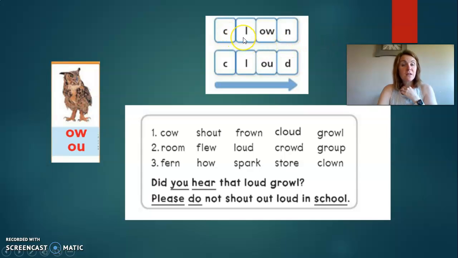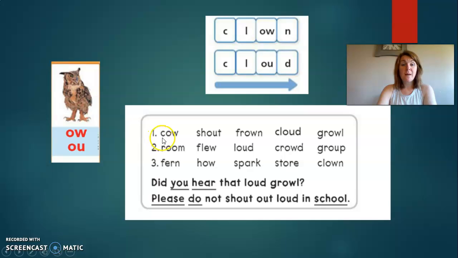Remember, C and L together can be a consonant blend, so as we become better readers, you put those sounds together, but we separate them when we are sounding it out. Let's read this word. K, oo, ow, clown. Let's read this word. K, oo, ow, d, cloud. Again, clown, cloud.